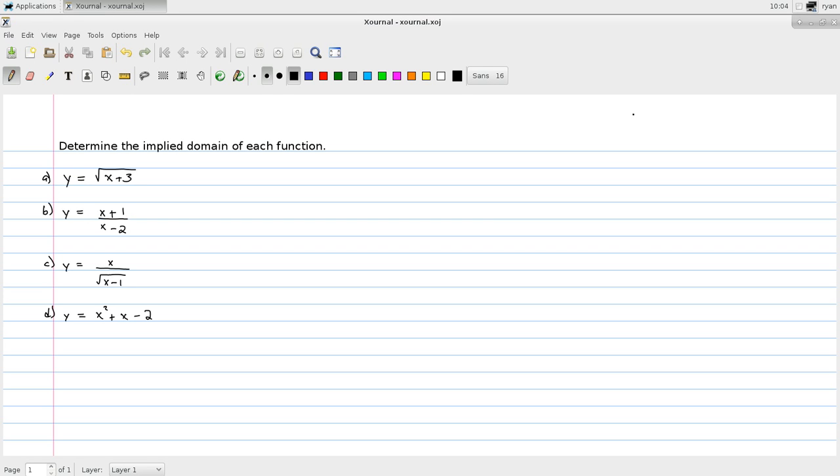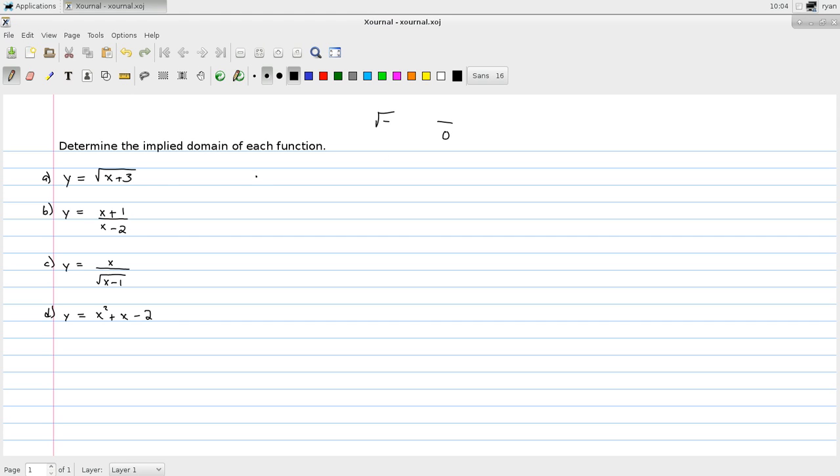Determine the implied domain of each function. When finding the implied domain, there are two things we need to worry about. First, we can't have any negatives under a radical. And second, we can't divide by 0. Those are the two restrictions at this stage in the game we have to worry about.